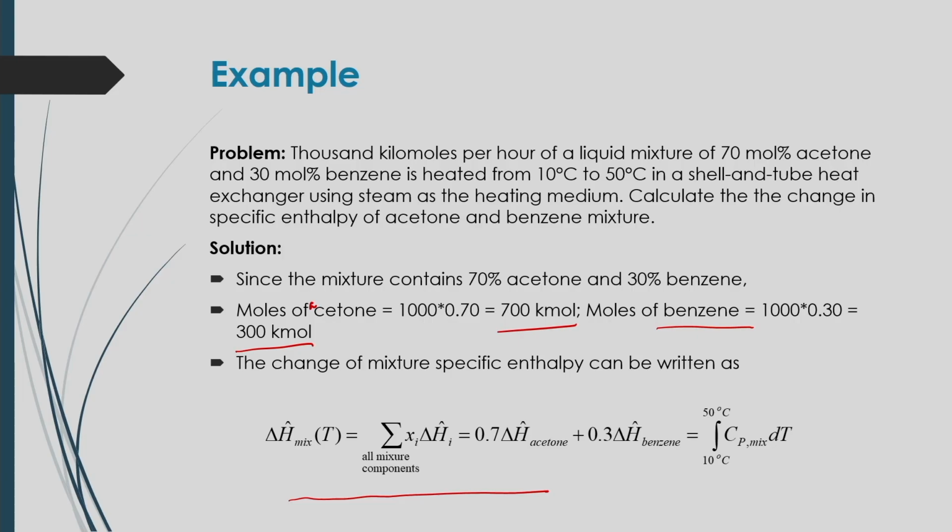So, it can be written as: the specific enthalpy change of the mixture will be equal to 0.7 ΔH acetone hat and 0.3 ΔH benzene hat. That can be represented by this equation here: the integration of Cp mix dT within a range of 10 degrees Celsius to 50 degrees Celsius.